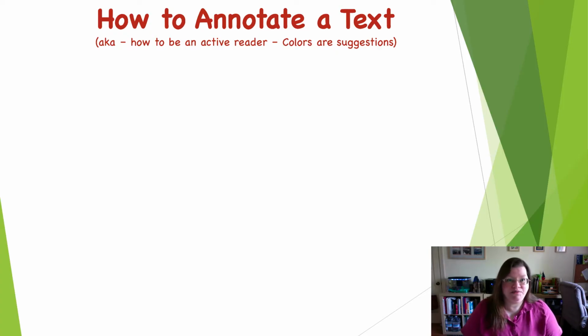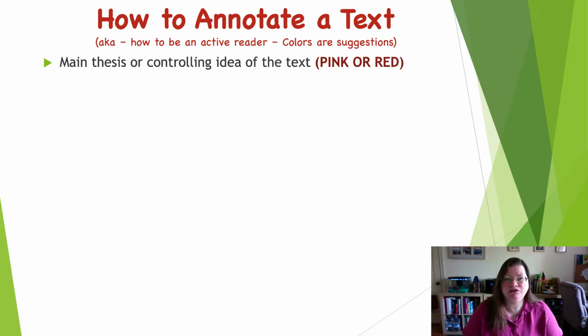So as I was in grad school and I had to keep better track of what the authors were saying in order to know whether they'd be useful to me in the future, I developed this color system that I found really helps me to review these articles without having to read too much. So the first one that I use pink or red for, and this is the main thesis or controlling idea of the text.